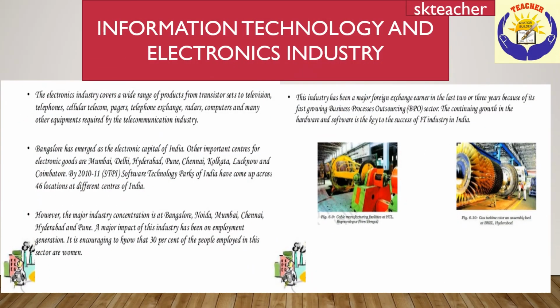Last important industry: information technology and electronic industry. The electronics industry covers a wide range of products from transistor sets to television, telephones, cellular telecom, pagers, telephone exchange, radars, computers and many other equipment required by the telecommunication industry. Bangalore has emerged as the electronic capital of India. Other important centers for electronic goods are Mumbai, Delhi, Hyderabad, Pune, Chennai, Kolkata, Lucknow and Coimbatore.